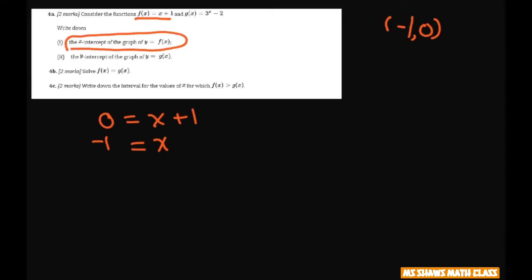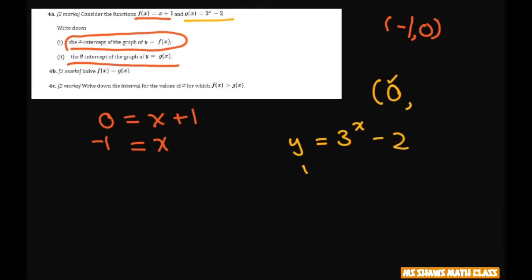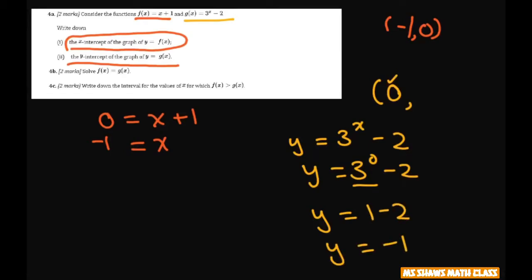So that's your x-intercept. Now, write down the y-intercept. The y-intercept is when x is 0. So we have this one: y equals 3 to the x power minus 2. So we let x be 0. You have y equals 3 to the 0 power minus 2. 3 to the 0 power is 1. So you get 1 minus 2. So y equals negative 1.